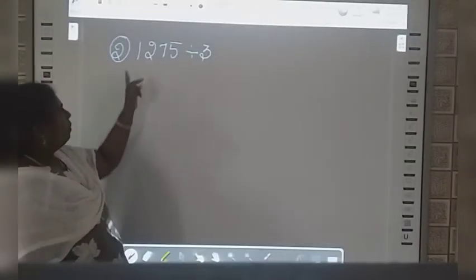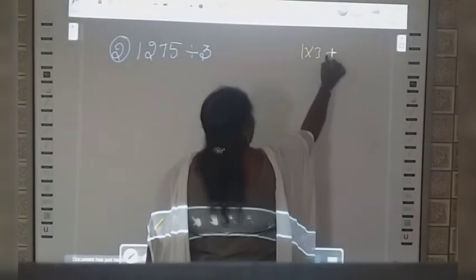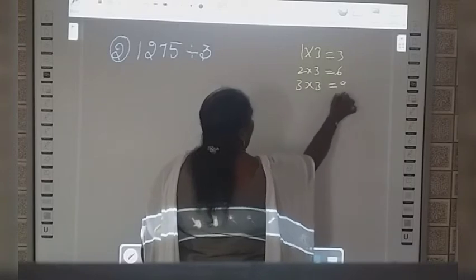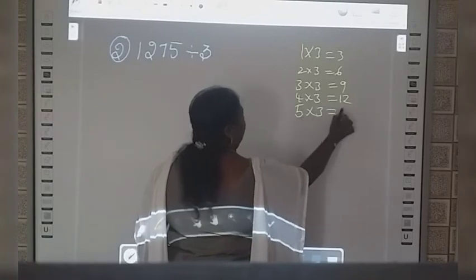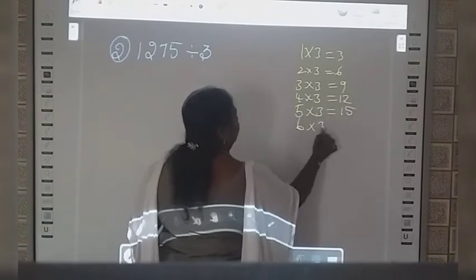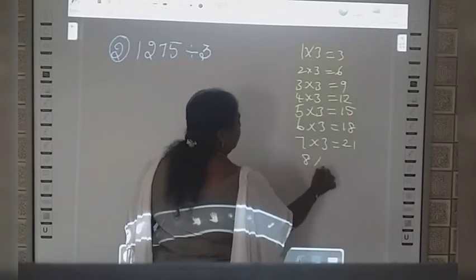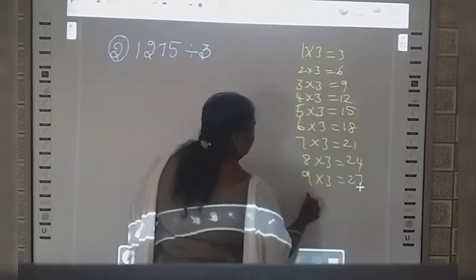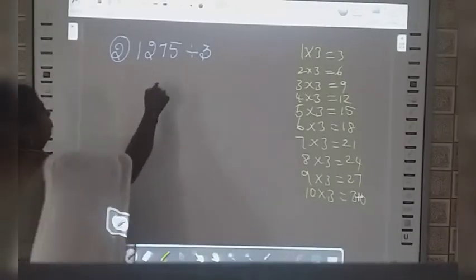See the next question: 1275 divided by 3. First you write the 3 table. You know the 3 table. 1 3 is 3, 2 times 3 is 6, 3 3s are 9, 4 3s are 12, 5 3s are 15, 6 3s are 18, 7 3s are 21, 8 times 3 is 24, 9 times 3 is 27, 10 times 3 is 30. Okay, fine.